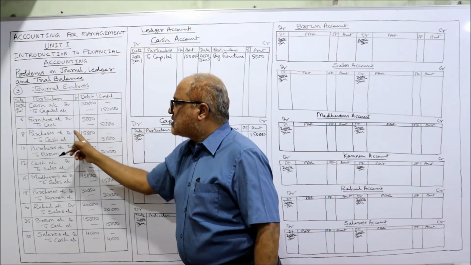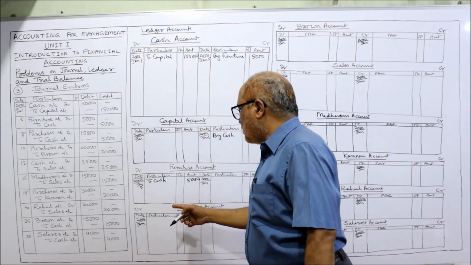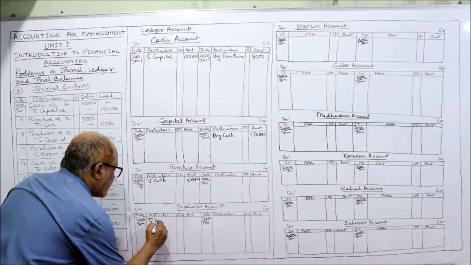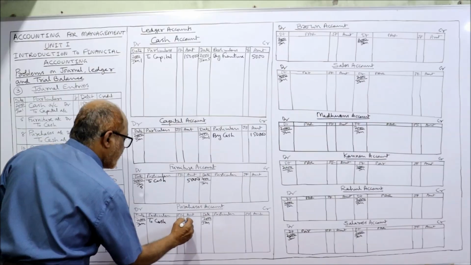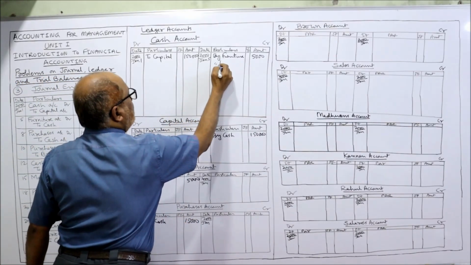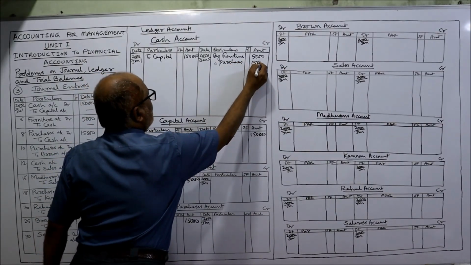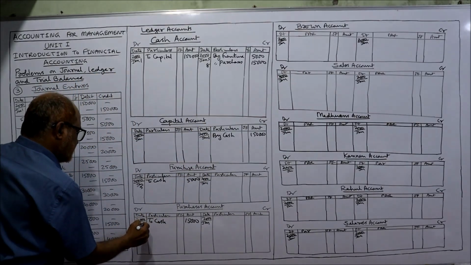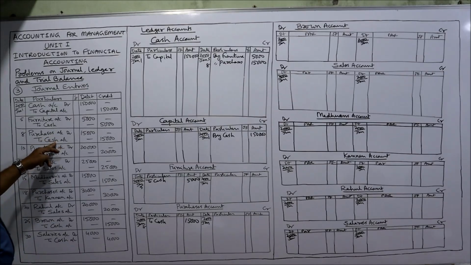Third transaction, purchases account debtor to cash, 8th date. Purchase account debit side to cash. To cash, how much? 15,000. And cash account credit side by purchases. By purchases, 15,000. This is the 8th date. Over. Purchases account debtor to cash 15,000, over.